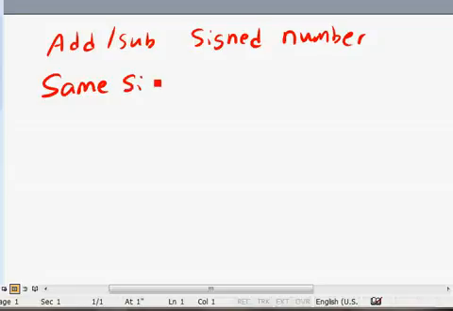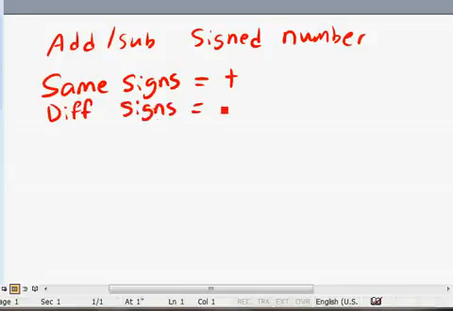Same signs, make it a plus. Different signs, make it a negative. And what I mean by this: every time you have, let's say, 3 minus a negative 2, each time you have two mathematical operations, two signs right next to each other, and you don't know what to do, just look at whether they're the same signs or different signs.